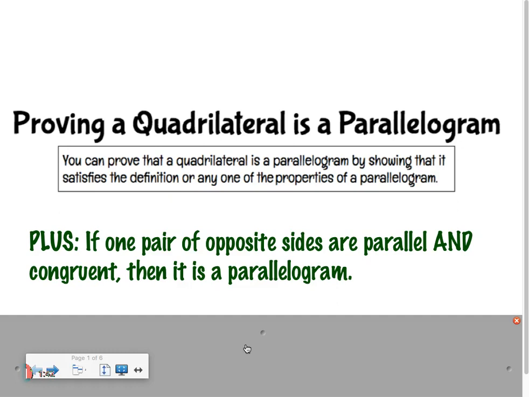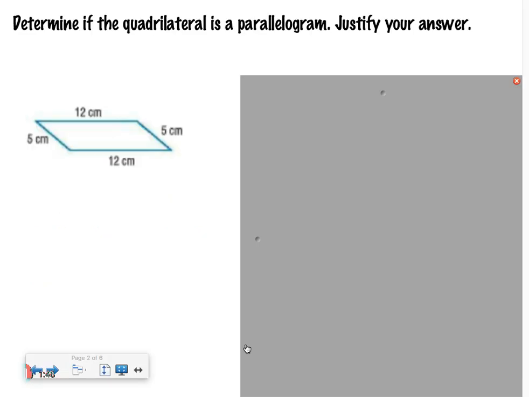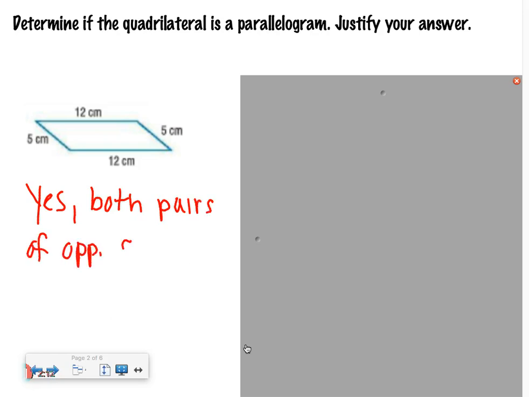The first few examples in your assignment today, you're just going to be given a picture and you need to decide if it's yes or no. Is there enough information in this picture to decide that this is a parallelogram? Yep. And why would you say yes? Yeah, because both pairs of opposite sides are congruent. If it says justify, we have to explain a little bit. So we're going to say yes, both pairs of opposite sides are congruent. And it would have to be both. If you just had 12 and 12, and then gave you the other 2 side measurements, that would not be enough. It would have to be both pairs.